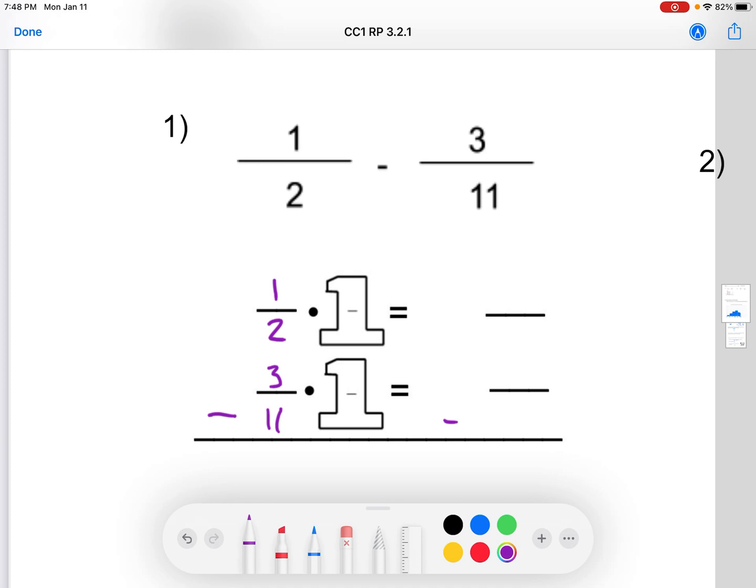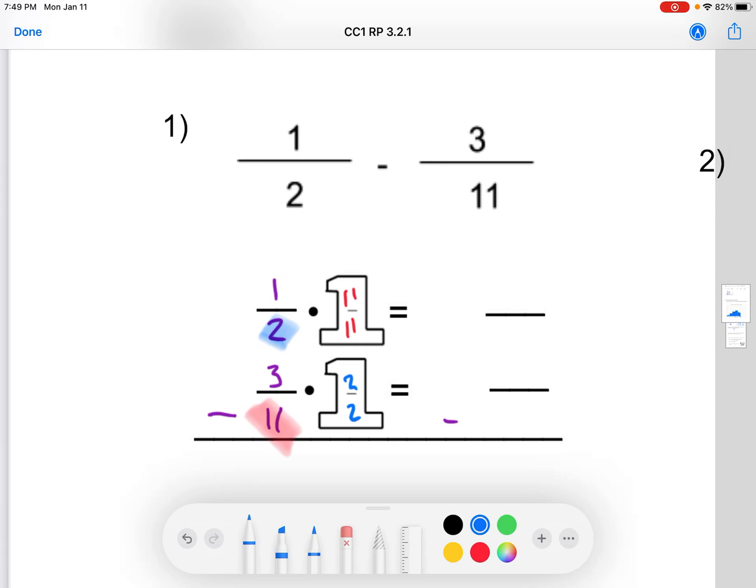We do need to have some giant ones in here to make these a common denominator. And sometimes when you look at that, you can see the common denominator of 2 and 11. Sometimes it's not so easy to see. But in this case, when I see the 11, I recognize that this can help me make the choice that this giant one must be 11 over 11. And then when I look at the other denominator, it helps me create the giant one for the other one, and that's 2 over 2.